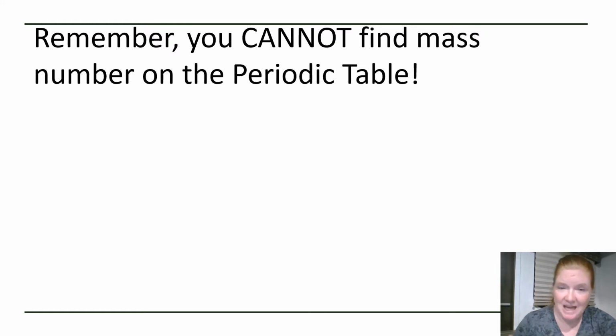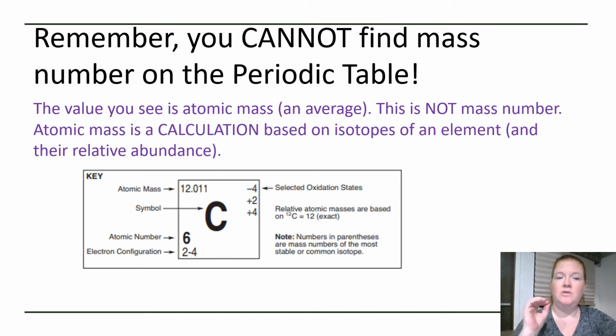Remember, you cannot find mass number on the periodic table. The value you see is an atomic mass. It's an average. This is not mass number. Atomic mass is a calculation based on isotopes of an element and their relative abundance, which is what we're going to talk about right now.